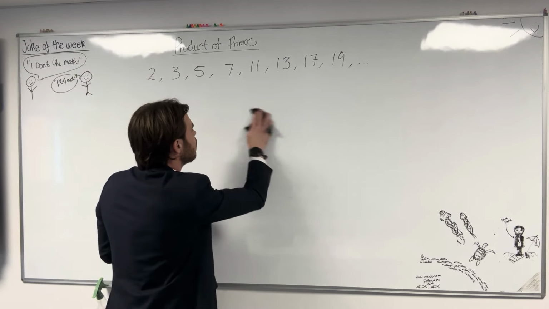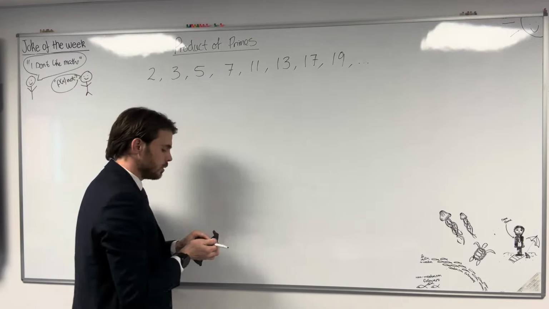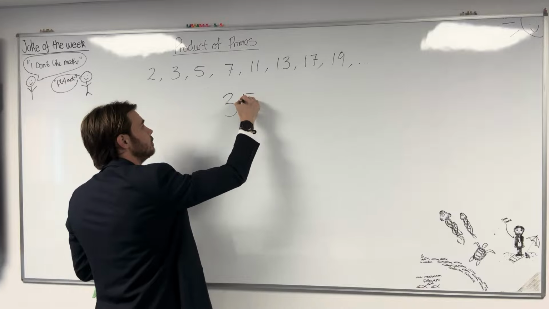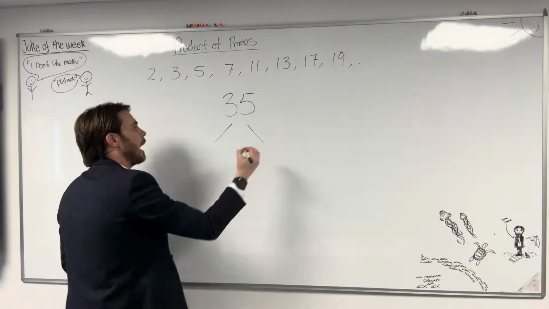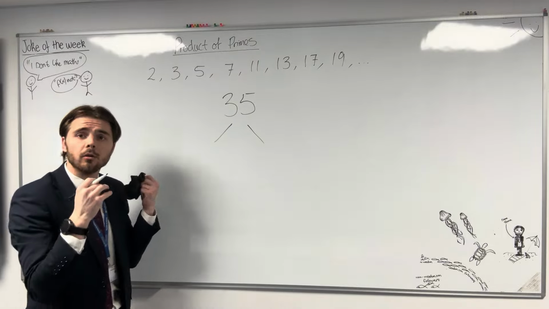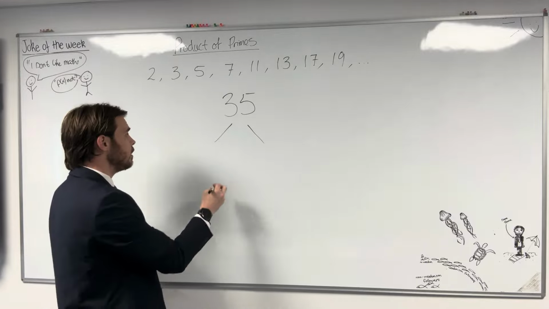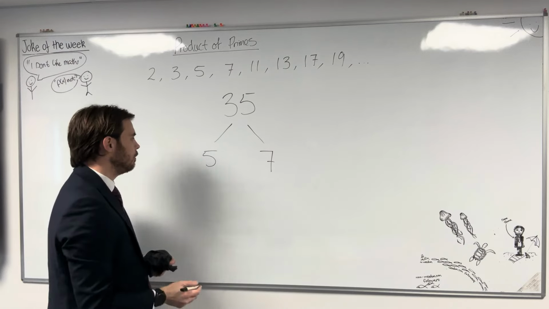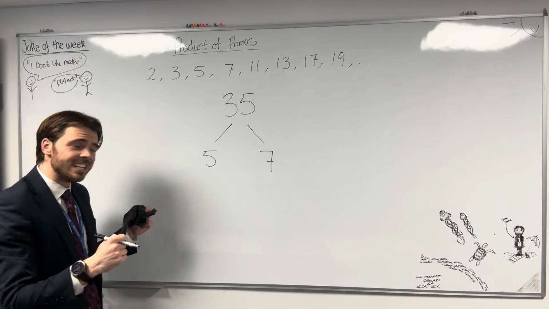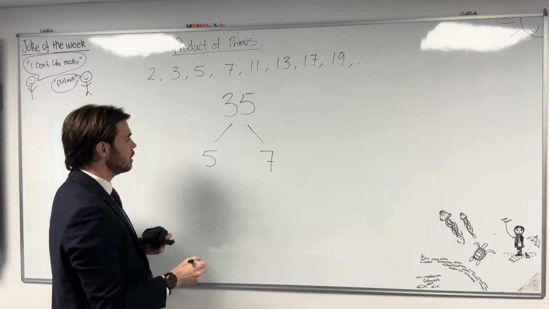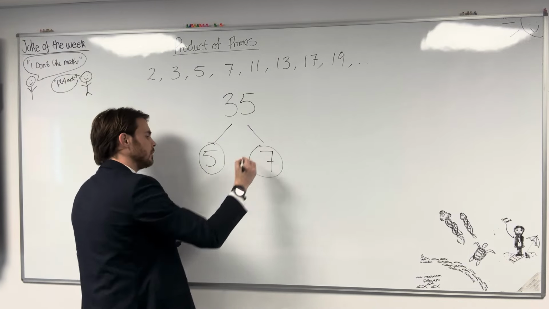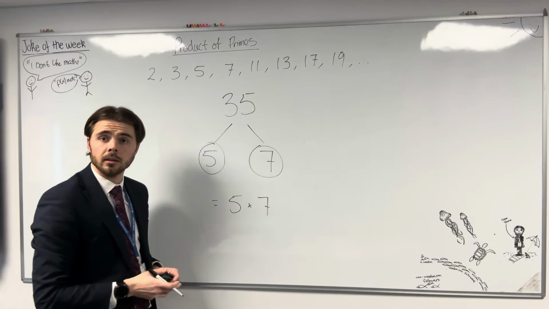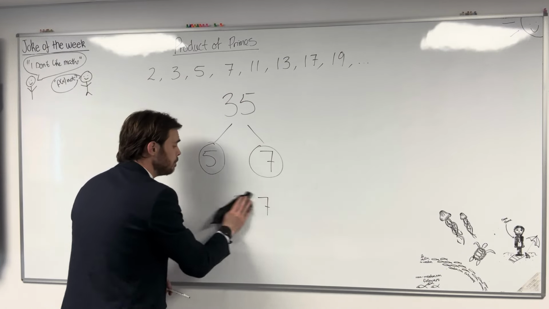So we've done 20. Now let's do 35. How can I break apart 35? Think of your times tables. We could have 5 and 7. Now, 5 can't be broken down anymore. 7 can't be broken down anymore. So those are prime numbers. And so we would write this as 5 multiplied by 7. That's it. Okay, on to the next one.